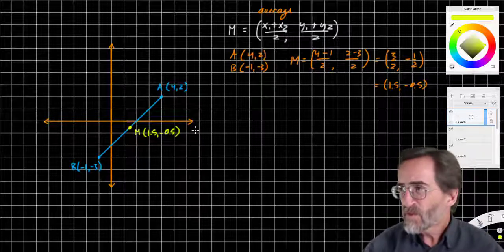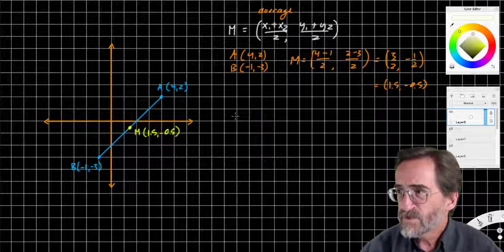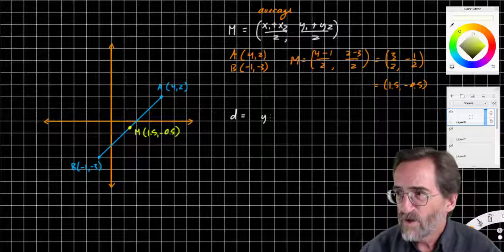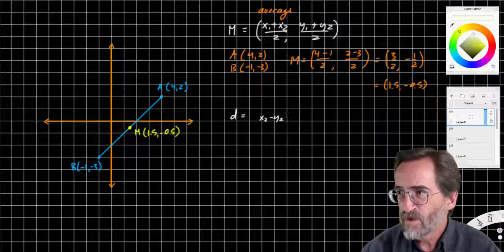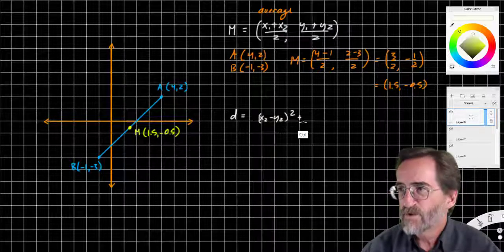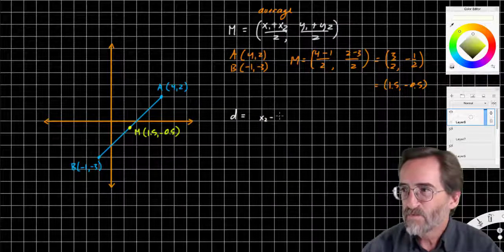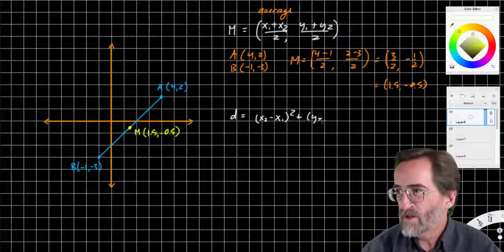All right. The distance formula also looks kind of ugly, right? The distance formula between any two points is the square root of (x2 minus x1) squared plus (y2 minus y1) squared.